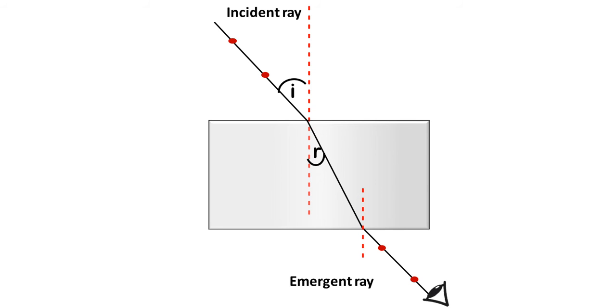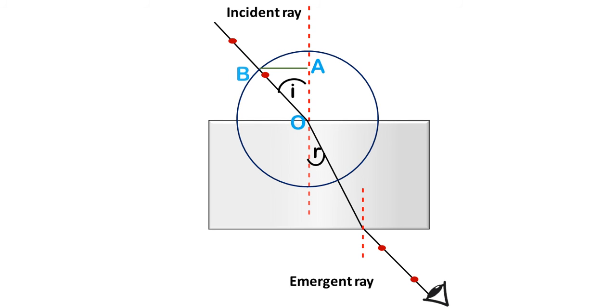Draw the incident ray at any point and then find the emergent ray, then join these 2 points. And then what you have to do, you have to draw a circle taking O as center and any radius. Take big radius. Draw a circle. Now where the incident ray intersects the circle, from there you have to draw a perpendicular on the normal. Name it as A and B.